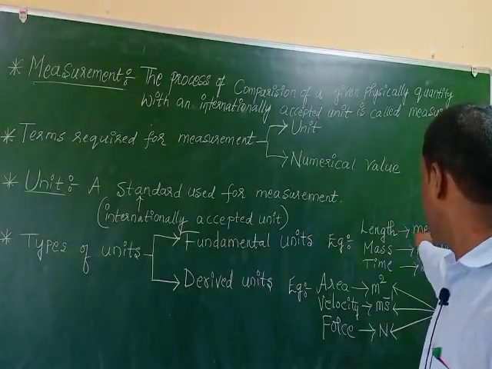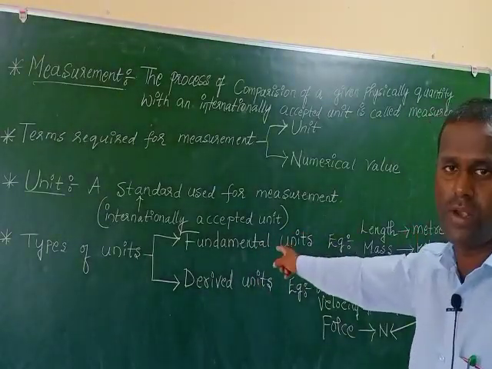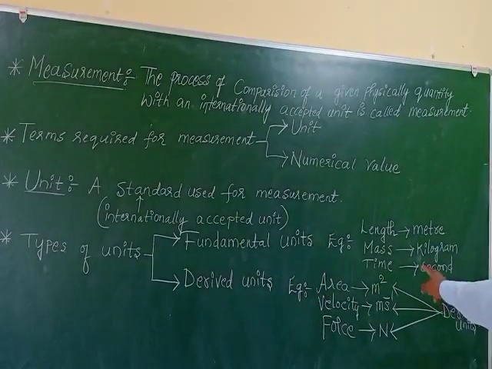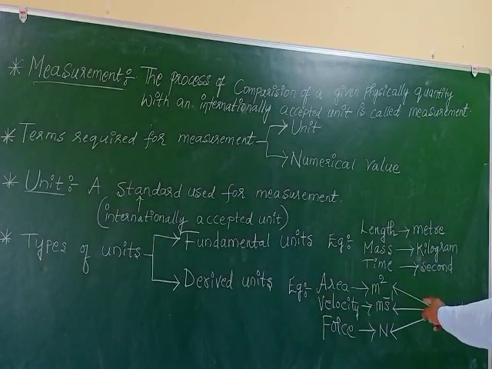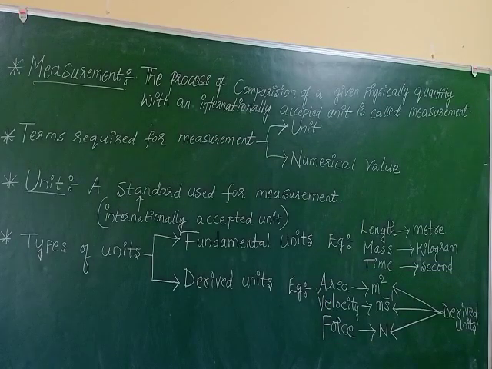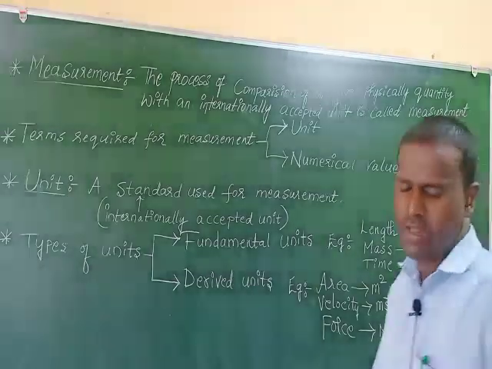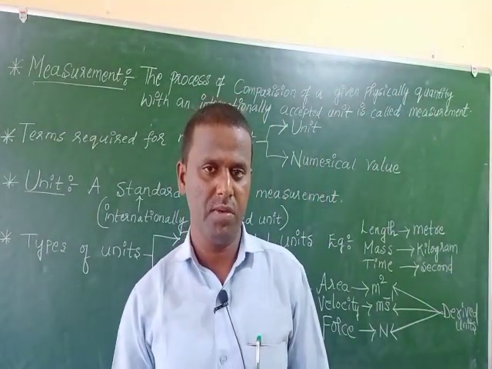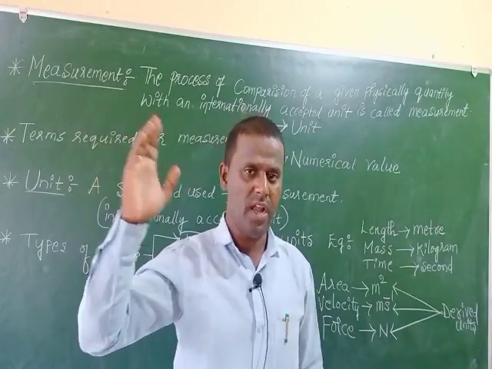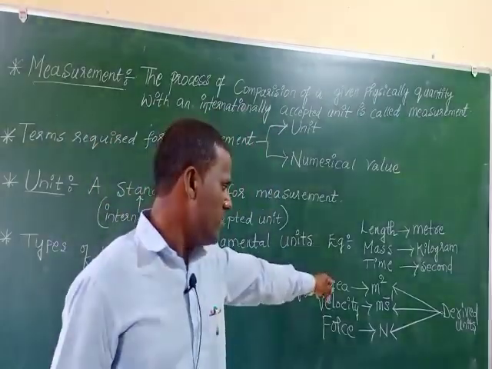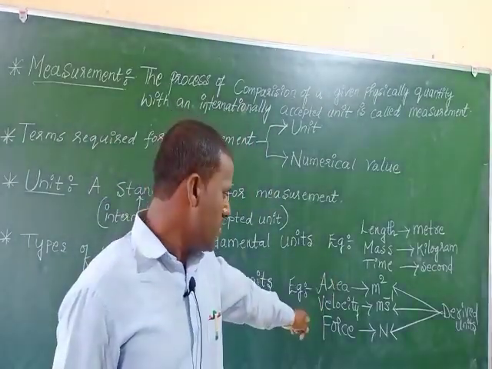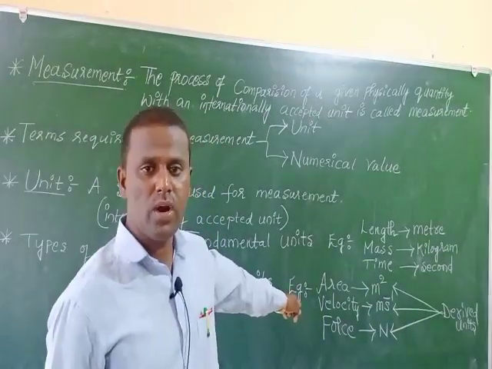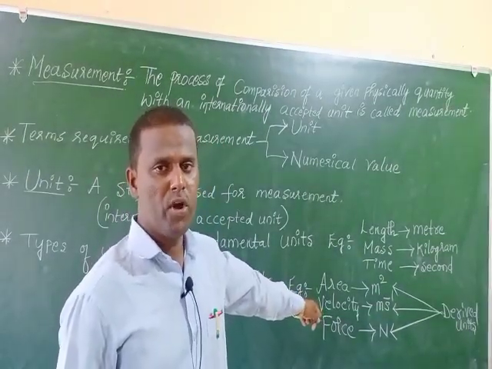For example, meter, kilogram, second are fundamental units. Similarly, meter square, meter per second, Newton are the units of derived quantities, or derived units. For velocity, which comes in the next class, it is displacement by time or distance by time. Distance is in meters, time in seconds, so the unit is meter per second. For measuring force, we use Newton.